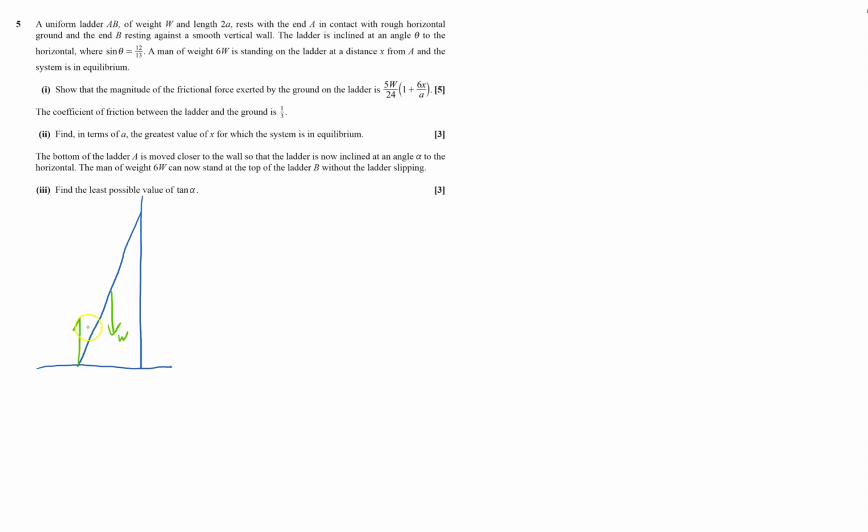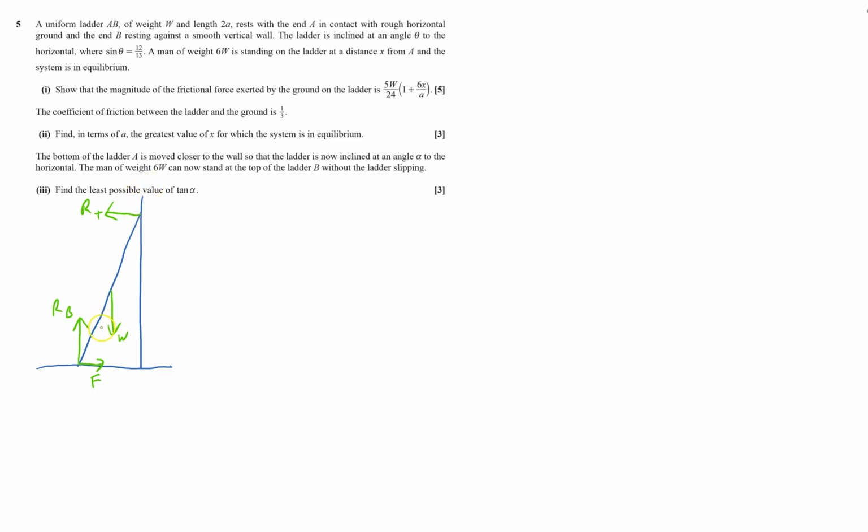We've got normal contact force here, so I'm going to call that R for the base. And we've got friction as well because it's rough. That'll be going inwards. We've got normal contact force here. I'm going to call that RT for our top of the ladder. That's at right angles. And there's no friction here because this wall's smooth.